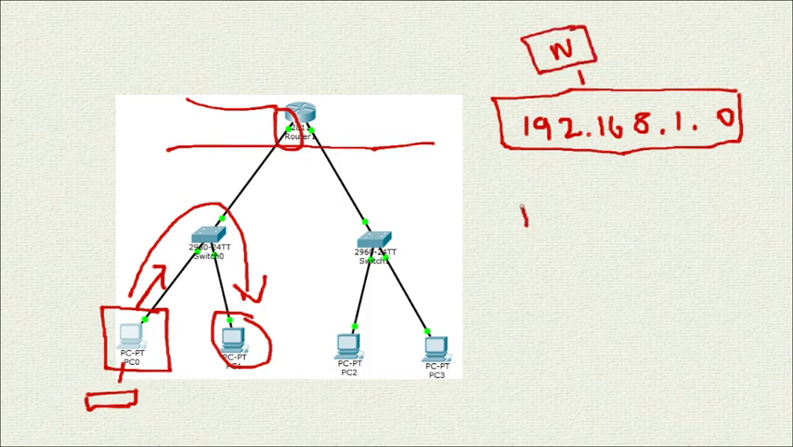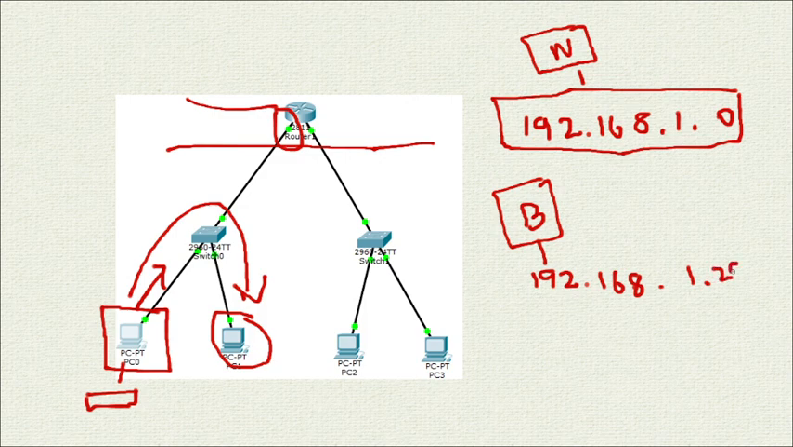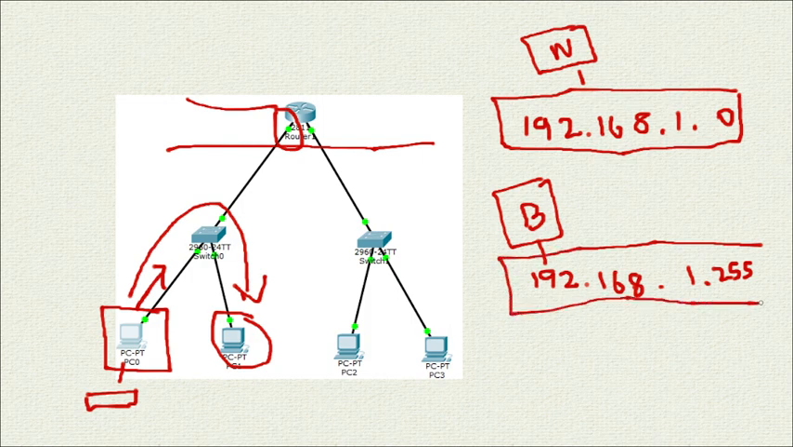And what does broadcast address mean? The broadcast address is the last IP, while the network address is the first IP. In between the networks, the last IP address, 1.255, is the broadcast address. This is the starting IP. For every network, the starting IP address is called the network address, and its last IP address is the broadcast IP address.